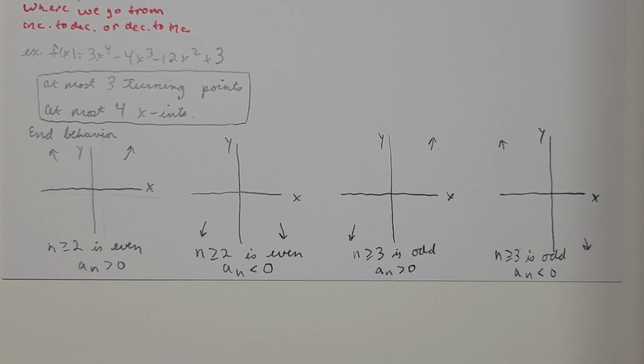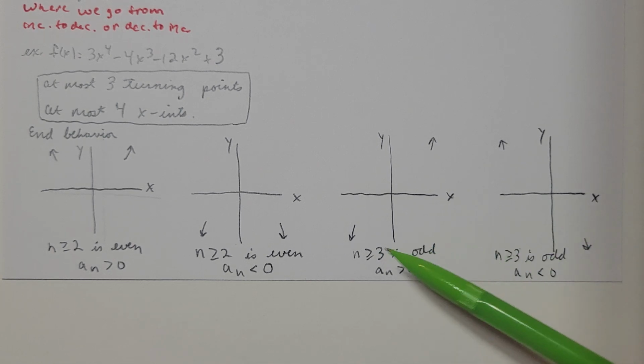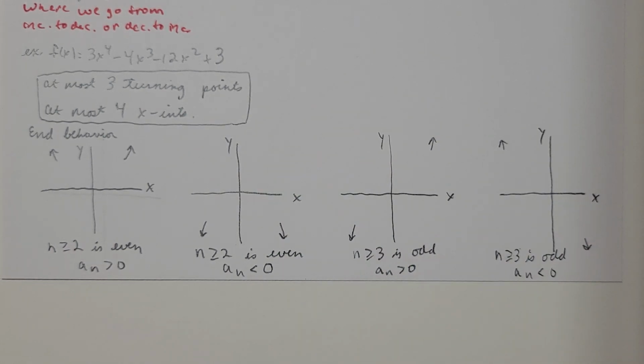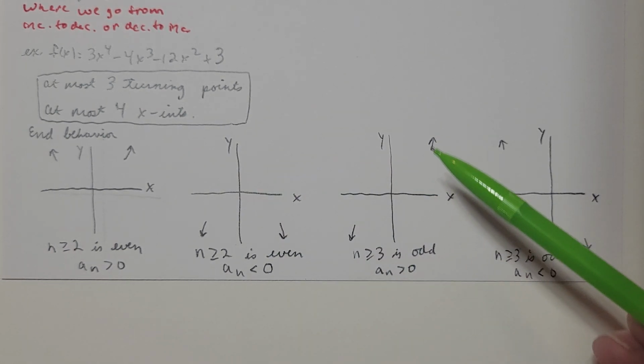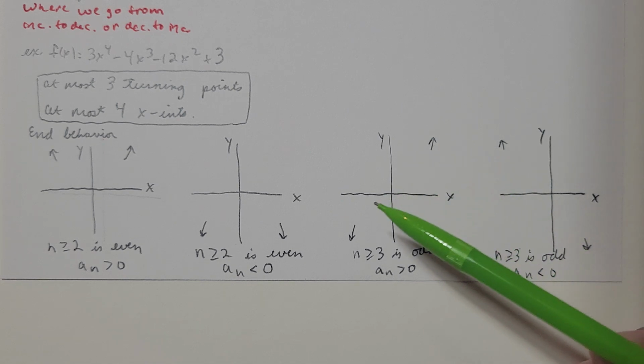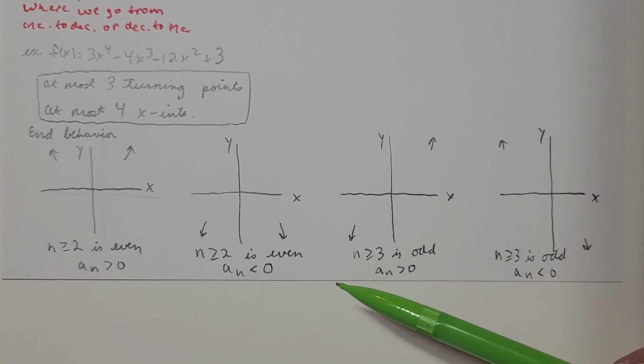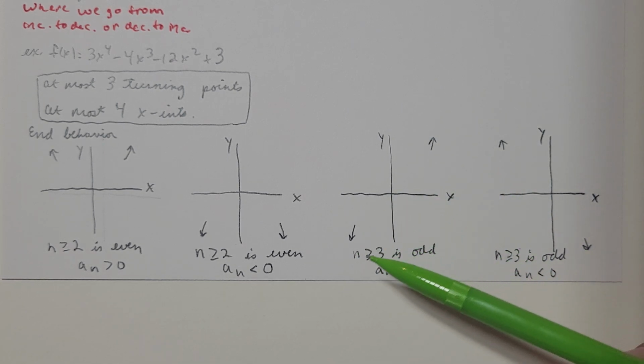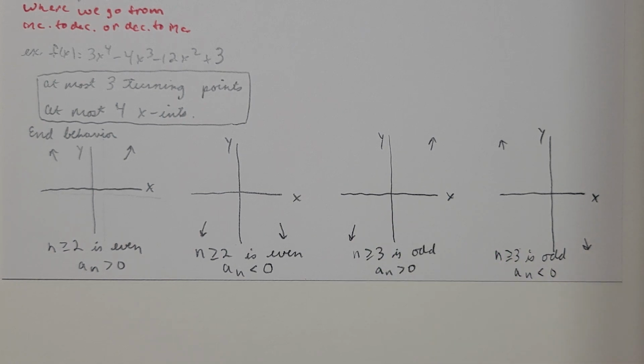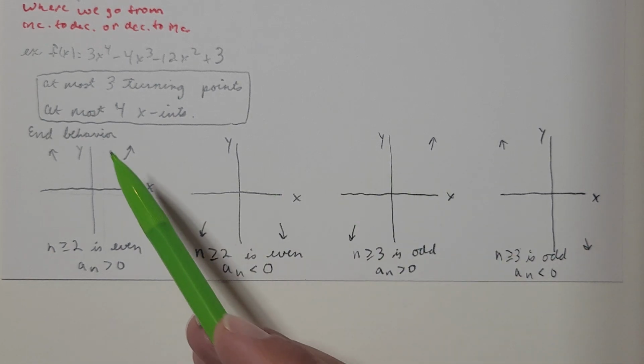If n is greater than or equal to 3, and that's an odd number, and a sub n is a positive number, then what's going to happen is you're going to open upward on the right and downward on the left. Again, I don't know how many turns there's going to be. If there's 3 turns or 48 turns or whatever, I don't care about that. I just know what's going to happen on both ends.